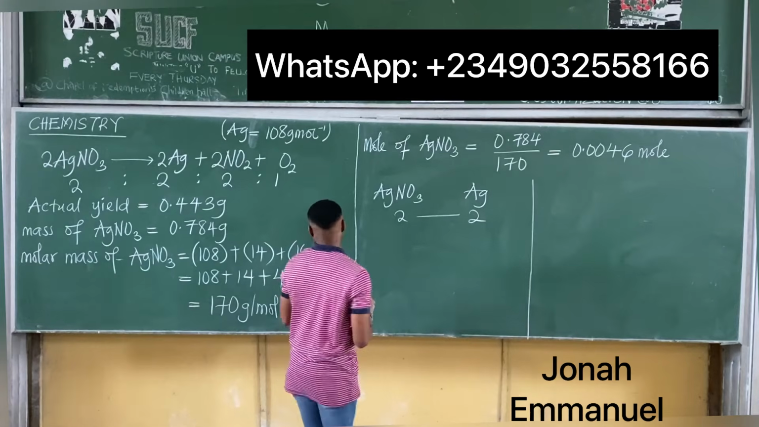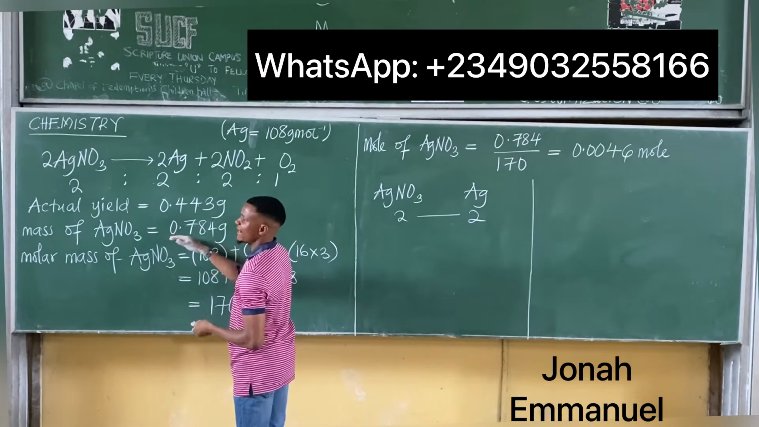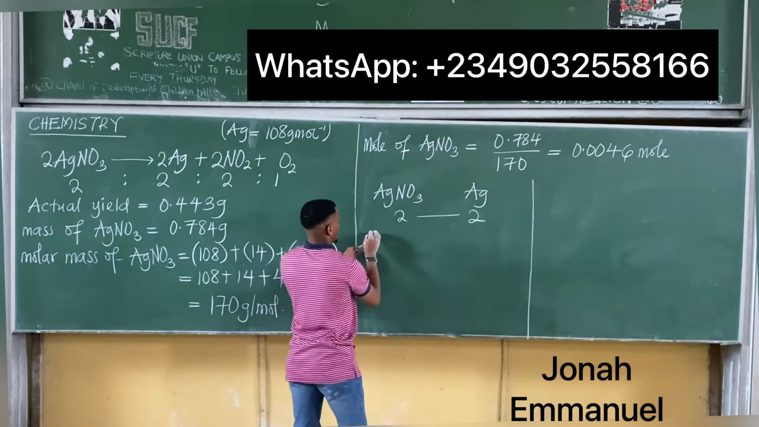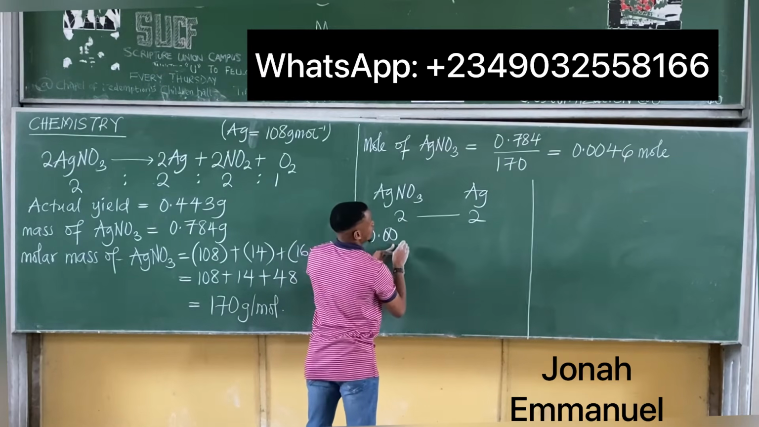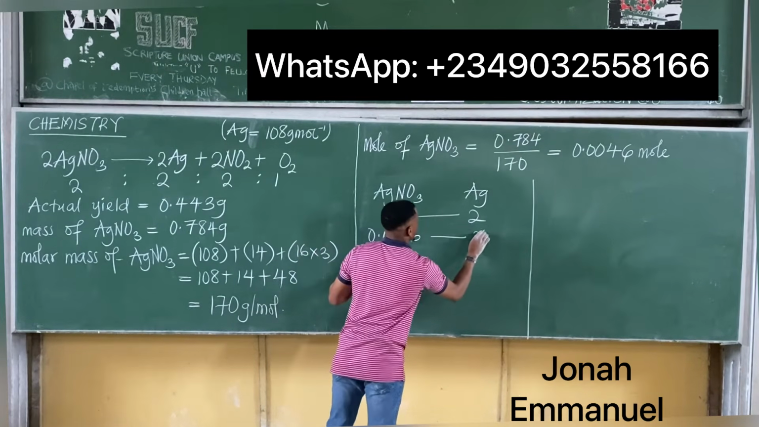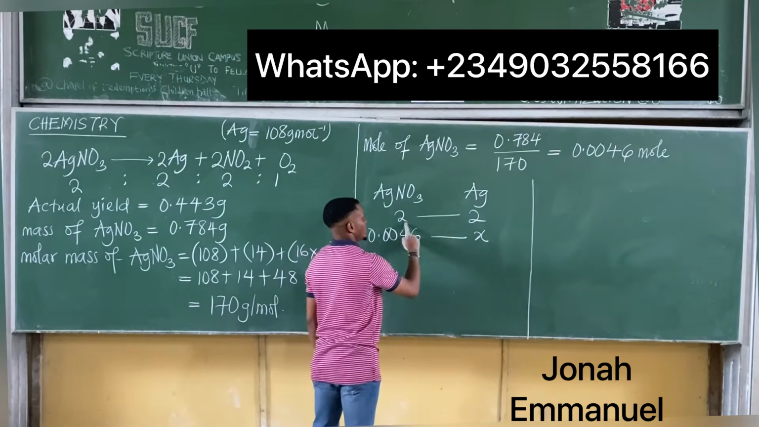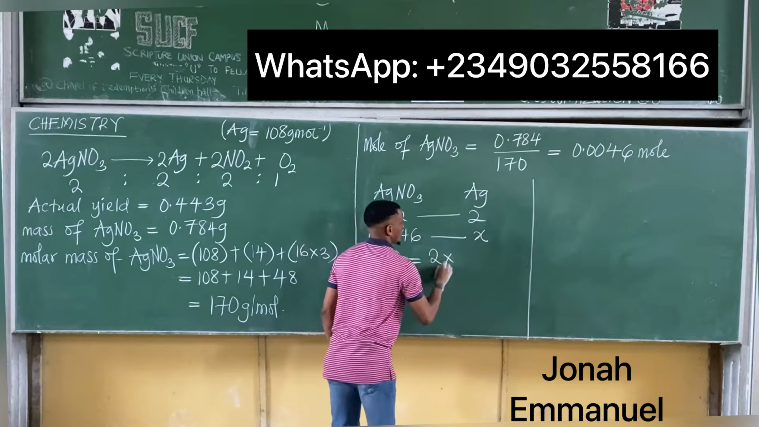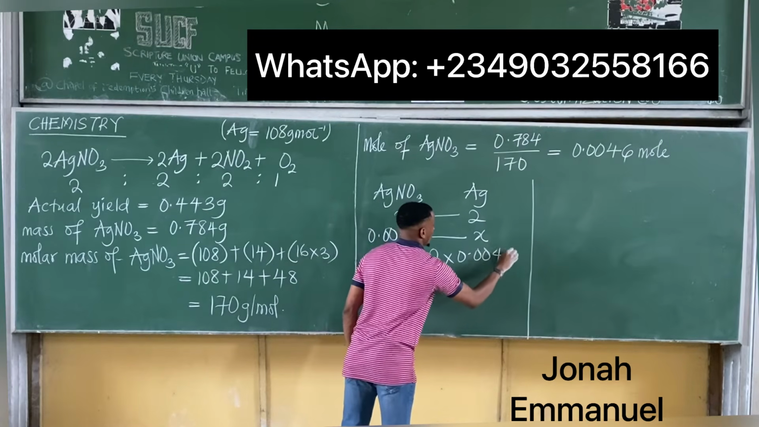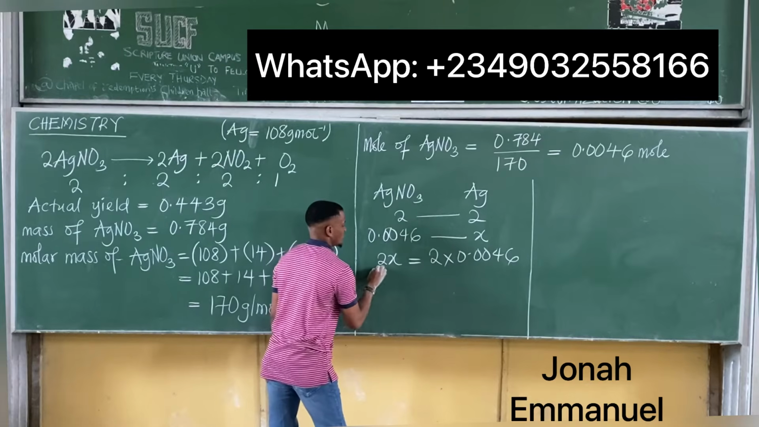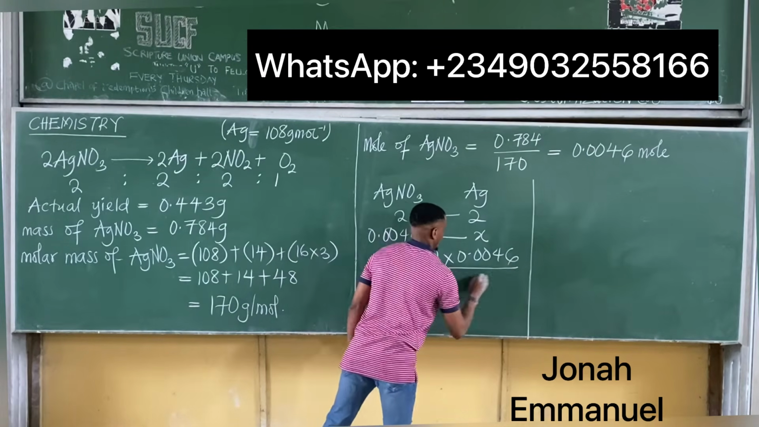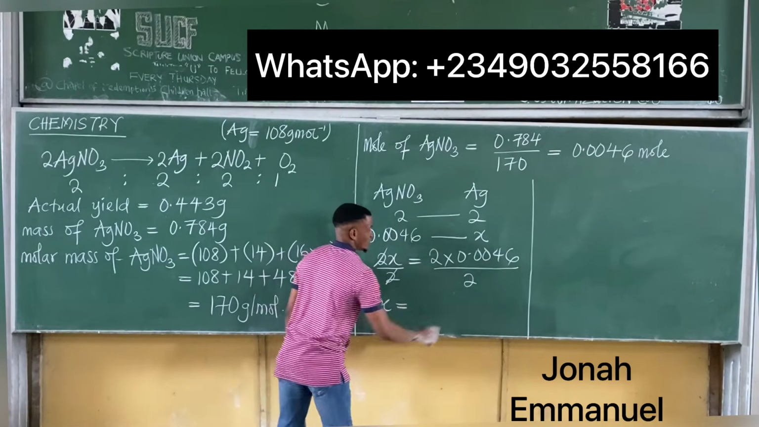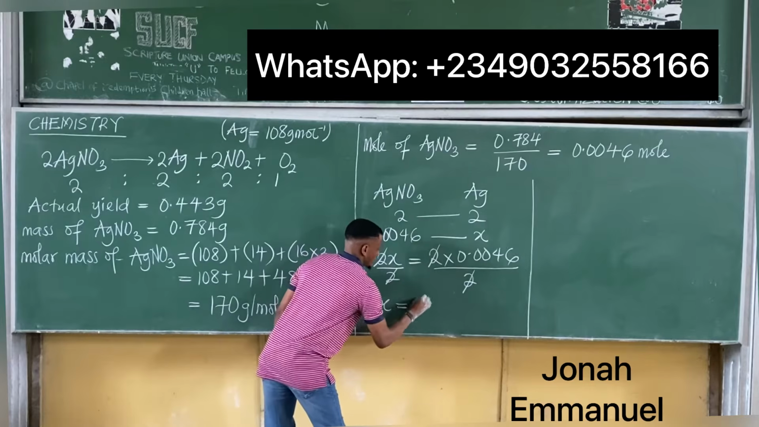Next up, they gave us this mass. We converted this mass to mole with all of this, and we got this mole. So it becomes 0.0046 over 2 is equal to X over 2. Let's cross multiply: 2X is equal to 2 times 0.0046. To get X, divide both sides by 2. This cancels this.